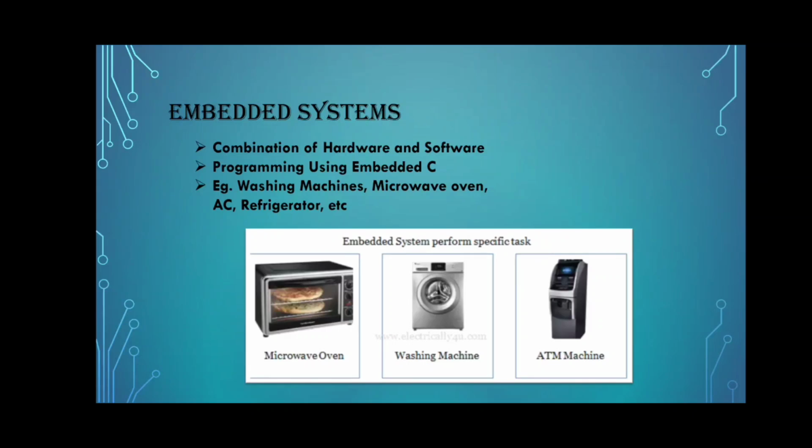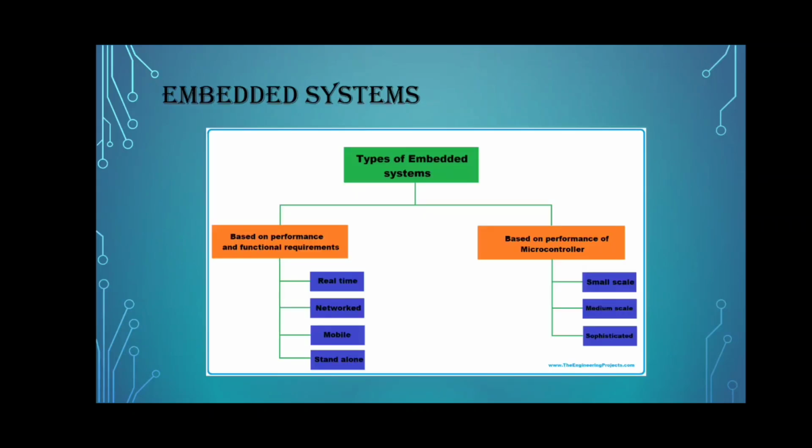Embedded System: a combination of hardware and software, programmed using Embedded C. Examples: washing machine, microwave oven, AC, refrigerator, etc. Types of embedded systems: on the basis of performance and functional requirements: real-time, networked, mobile, standalone. On the basis of the performance of the microcontroller: small scale, medium scale, and so on.